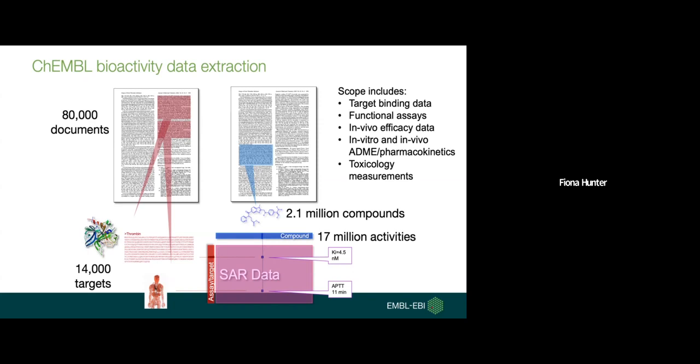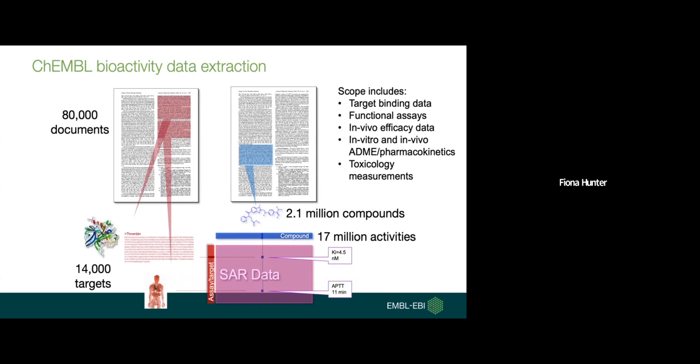So we would extract all the information around the target. If that target's a protein, for example, we would register it and assign it a UniProt identifier if that's available. And then the information that links the compound to its target is the activity, or sometimes called the bioactivity. So that might be measured in this example. We have a Ki measured in nanomolar, or an APTT, which is a measure of blood clot.